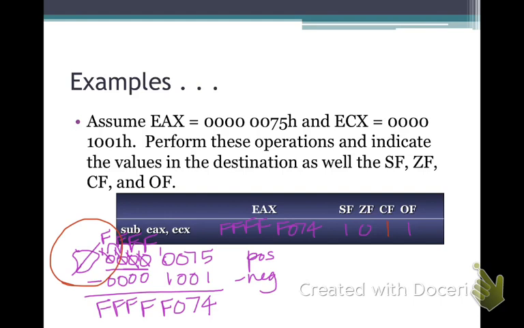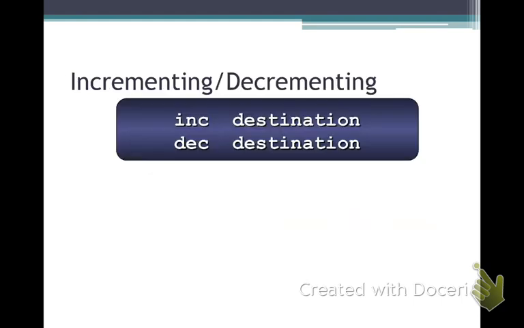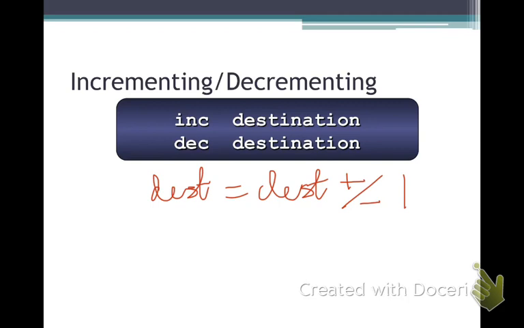Okay? All right, let's talk a little bit about increment and decrement. We talked about them as special purpose versions of add and subtract. In both these cases, the destination is going to be destination plus or minus 1, depending on if we're incrementing or decrementing. Okay? So the destination operand is treated as an unsigned integer. Be aware of that, okay?